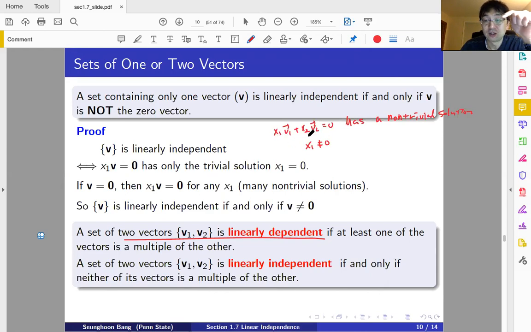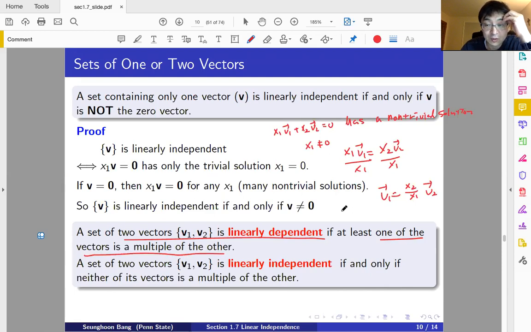You subtract x2 times the vector v2 from both sides. x1 times vector v1 is the same as negative x2 times vector v2, divided by x1. So what's that? Vector v1 is negative x2 over x1 times vector v2. This leads to one of the vectors being a multiple of the other, right? The v1 is a multiple of vector v2. Yeah, this is exactly linearly dependent.